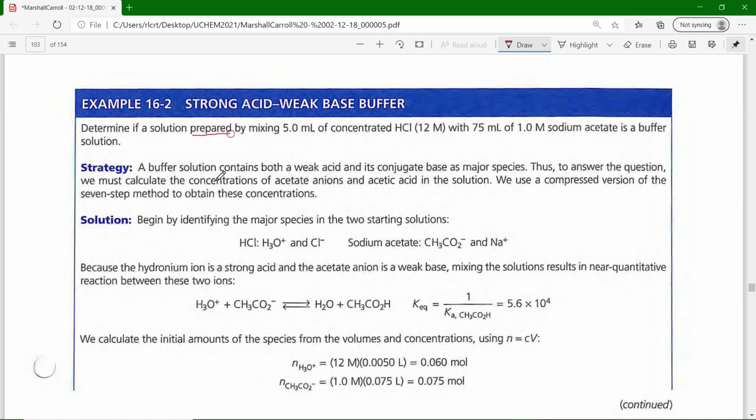And maybe on the go we can create some acetic acid, which then would be the weak acid component of a buffer. So 5 mL, so 0.005 liters of concentrated HCl with 75 mL, so that's 0.075 liters of sodium acetate. So we got to get some information here to see what's going on.